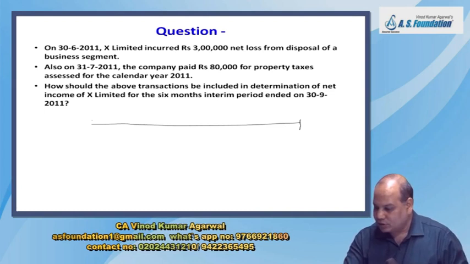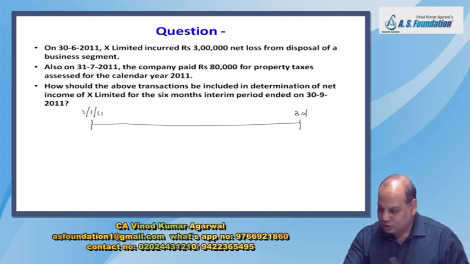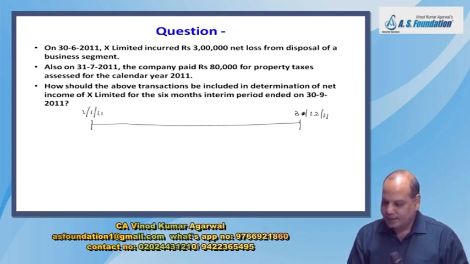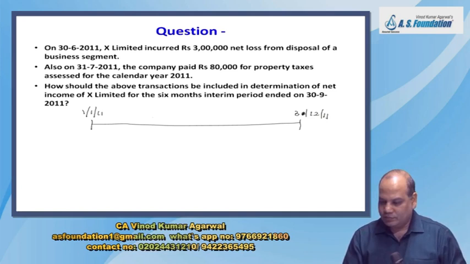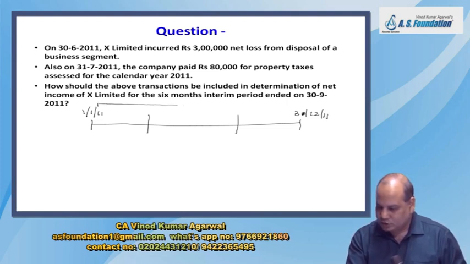Our accounting year in this question is 1st January 11 to 31st December 11. And what is our interim period? Our interim period in this problem is covering the 6-month interim period ended on 30th September. This is a calendar year.